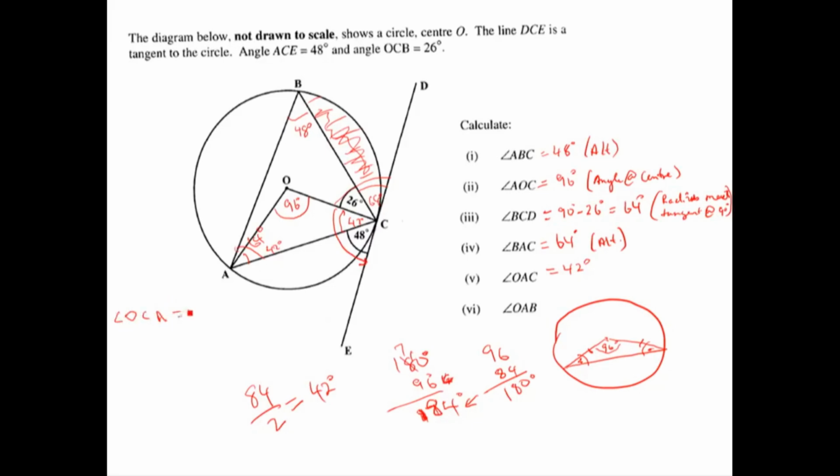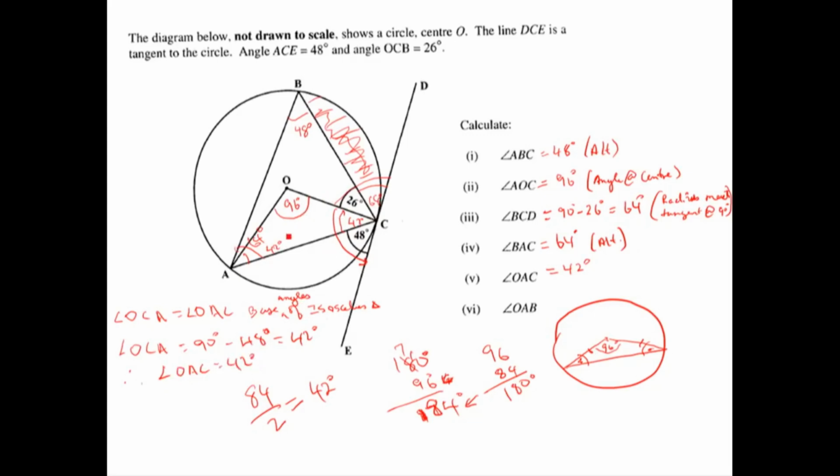Angle OCA is equal to angle OAC, because these are base angles of an isosceles triangle, and they're equal. So once I find angle OCA, it is equal to 90 degrees minus 48 degrees. 48 from 90 is 42. And therefore angle OAC is equal to 42 degrees.